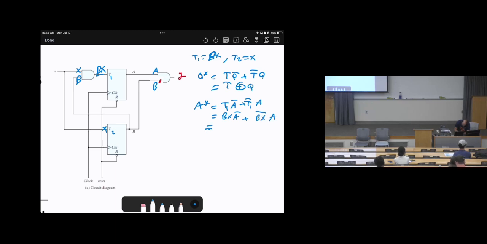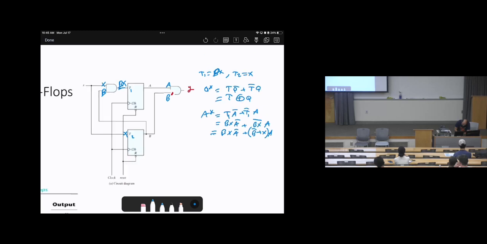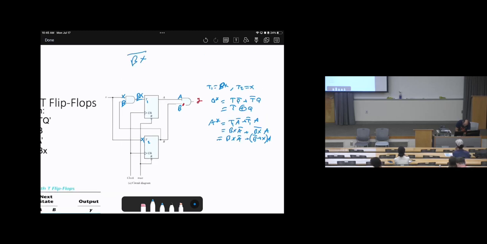Apply De Morgan's, it will be BX A bar plus B bar plus X bar times A. Be careful. BX all bars does not equal B bar X bar. It will equal B bar plus X bar. Okay? Remember this. Then let's make the algebraic on alphabets: A bar BX plus A B bar plus AX. This is A star.